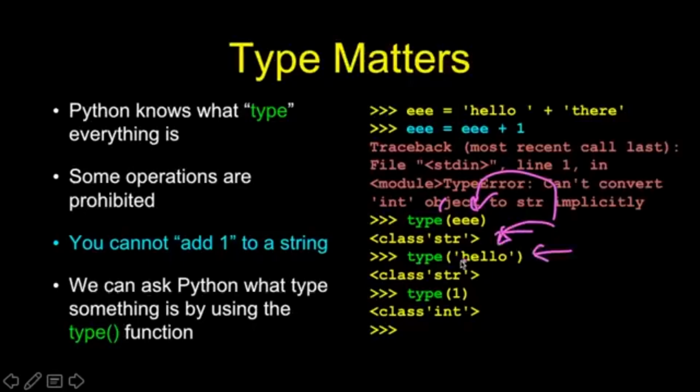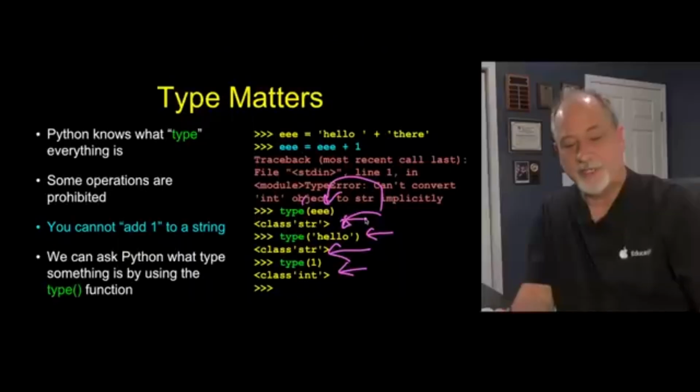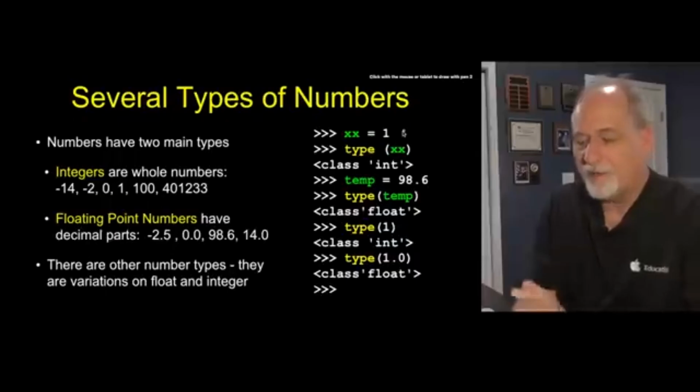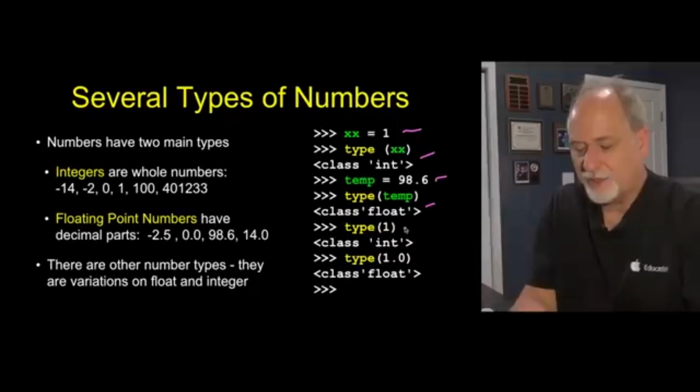The string hello, it's like, oh, that's a string too. What about a 1? Well, that's an integer. And so we are asking Python, through the type function, what the type of either a variable or a constant is. There are even several types of numbers, and we'll see Booleans and others later. Like 1 with no decimal, that's an integer number. 98.6 with a decimal, that's a floating point number. And so constants can be both integer and floating point.